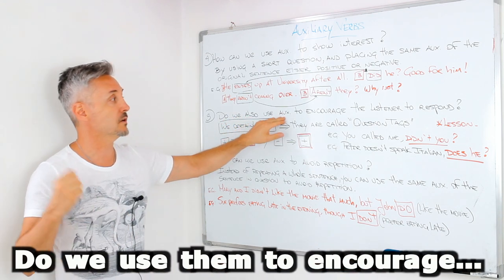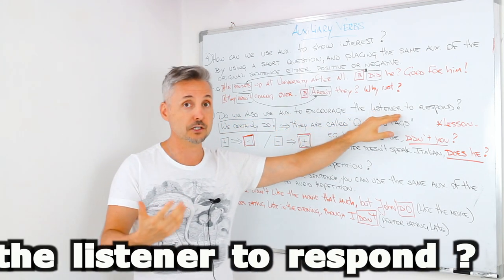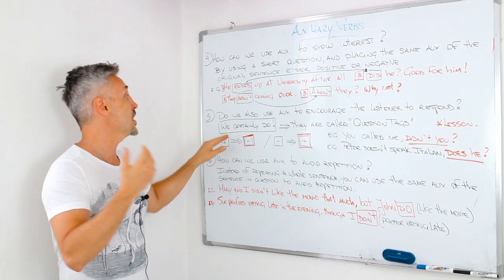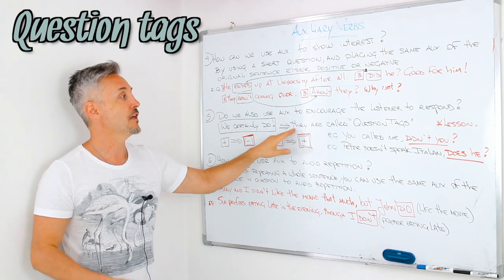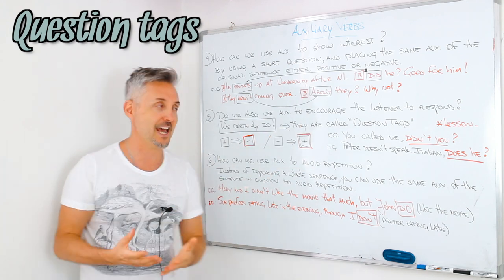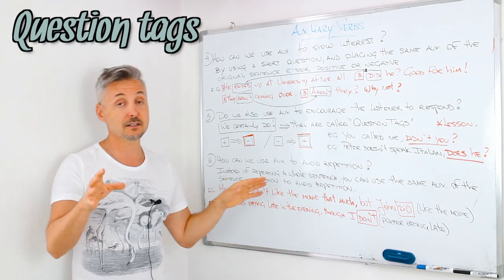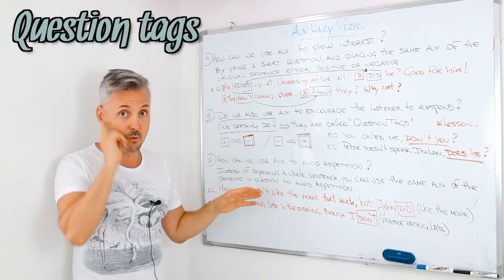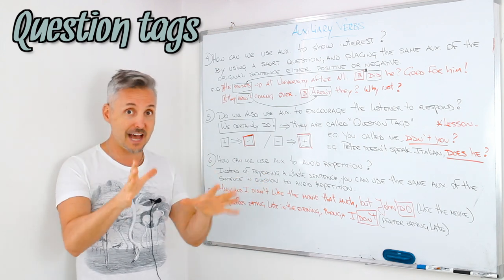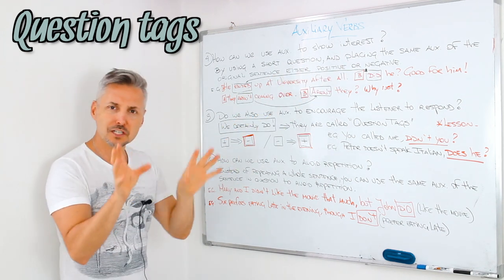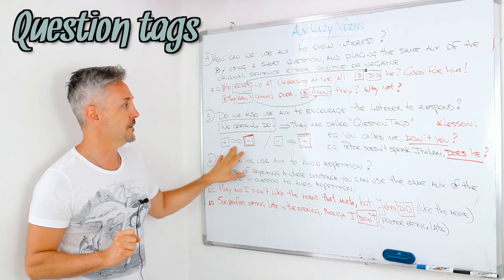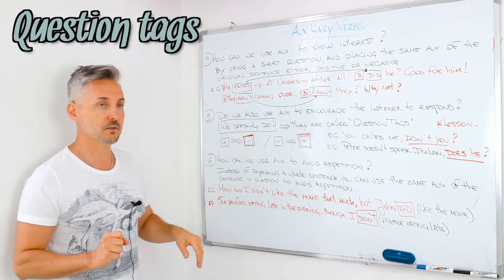Let's take a look at the fifth question now. Do we also use auxiliaries to encourage the listener to respond? We certainly do. They are called question tags. And there is a lesson on question tags. If you want to watch that lesson on that specific topic, you may click here. But I'm going to just review that for you, okay? So we have two examples.